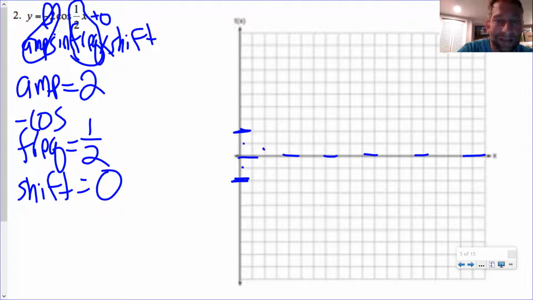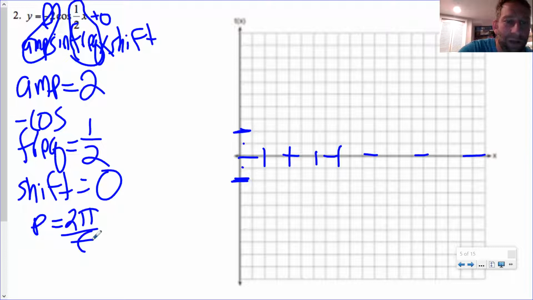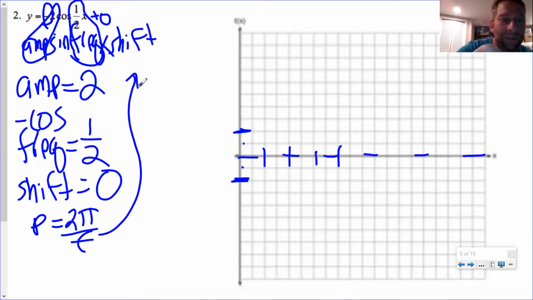On my x-axis, I make 4 dashes. And I need to find the period to determine what goes at the end of the 4th dash. So it's going to be 2 pi over 1/2.